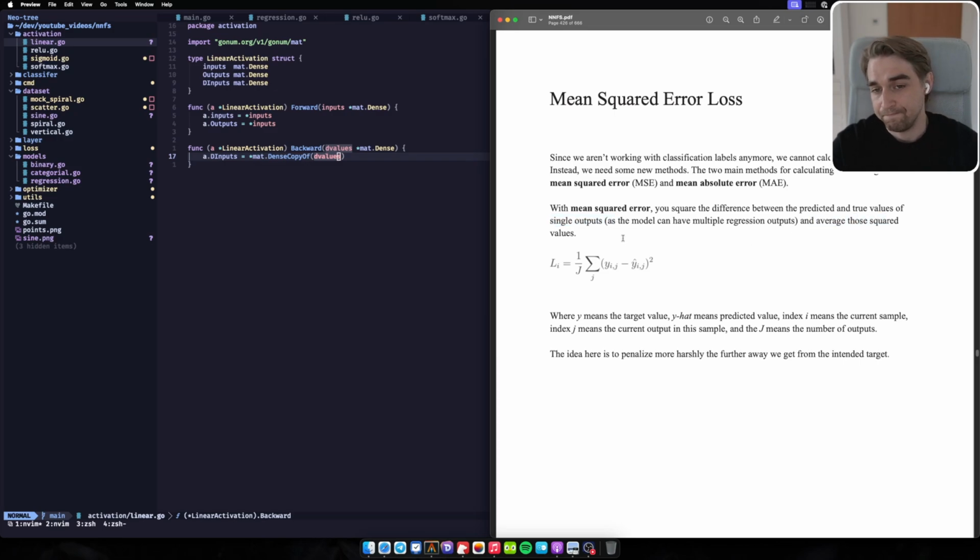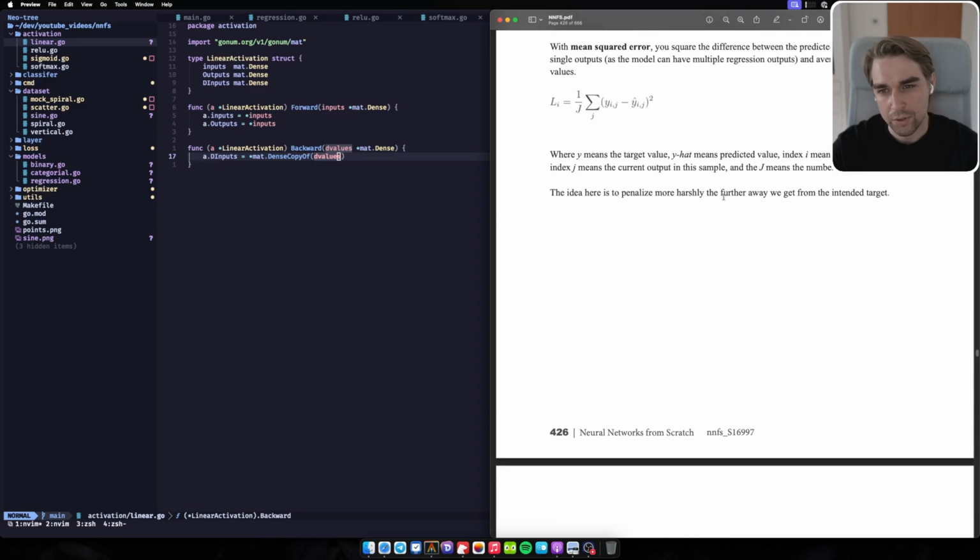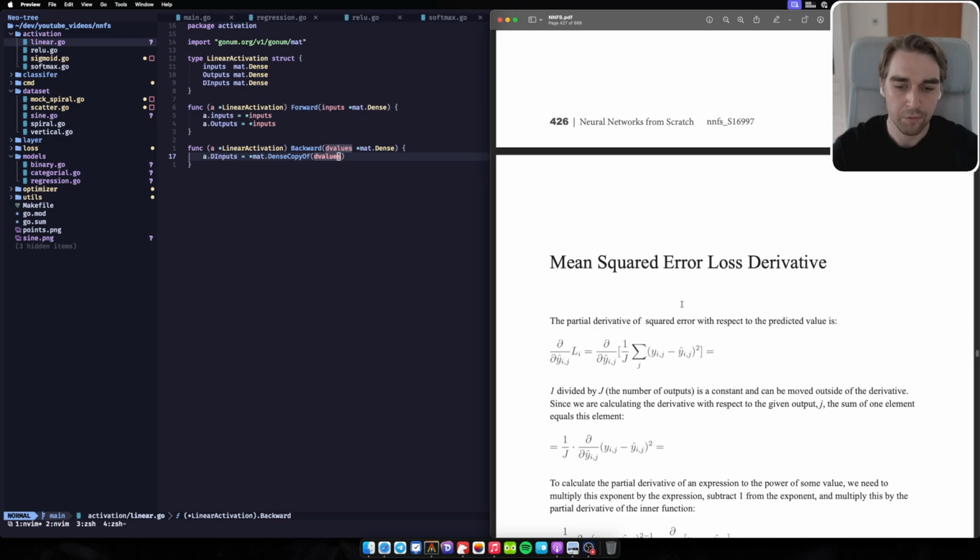With mean squared error, you square the difference between the predicted and true values of the single output and average those squared values. Okay, so we have the ground truth, we have the predicted, then we square it, then we make a sum, and we divide by the number of the outputs, where y means the target value, y hat means the predicted value, index i means the current sample, index j means the current output in this sample, and J means the number of the outputs. The idea here is to penalize more harshly the further away we get from intended targets. So the further the predicted values are from the ground truth, the more penalty those predictions get.